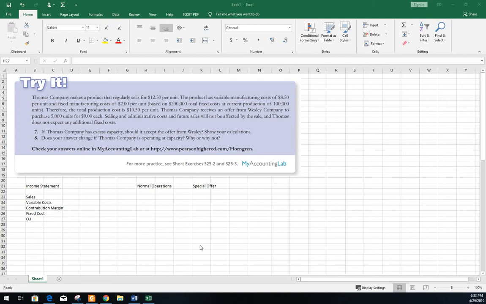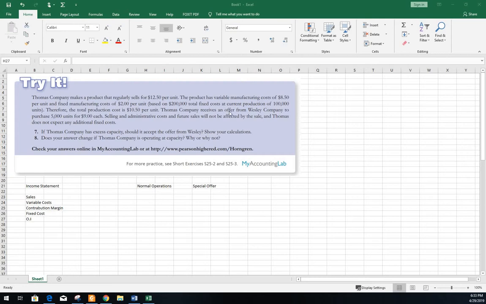Hey guys, I'm going to do one of these special offer problems. It's in the book, chapter 23, Try It Problem, questions 7 and 8. The problem reads, Thomas Company makes a product that regularly sells for $12.50 per unit. The product has a variable manufacturing cost of $8.50 per unit and a fixed manufacturing cost of $2 per unit, based on $200,000 of total fixed costs at a current production of 100,000 units. Therefore, the total production cost is $10.50 per unit.